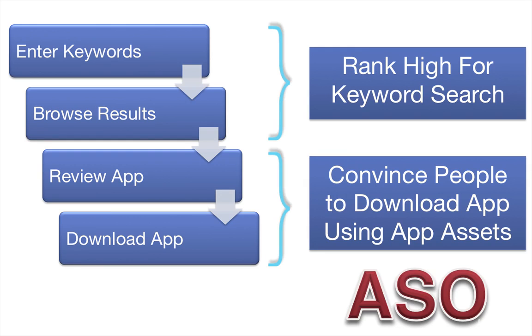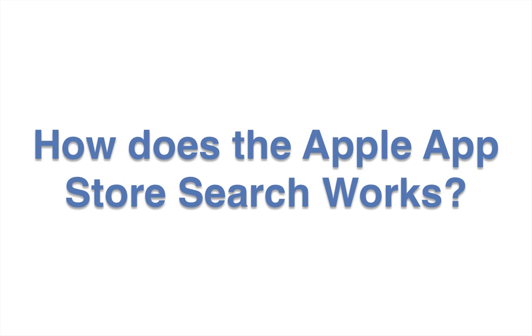In this section, we're going to handle the first part of the ASO, which is how to have our application rank for keyword search. To do this, we first need to understand how the Apple App Store search works.